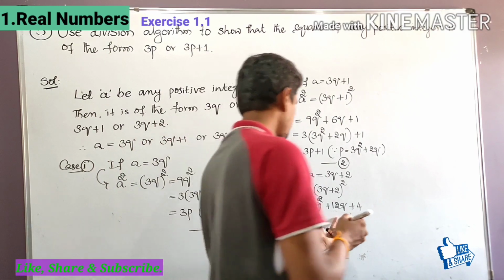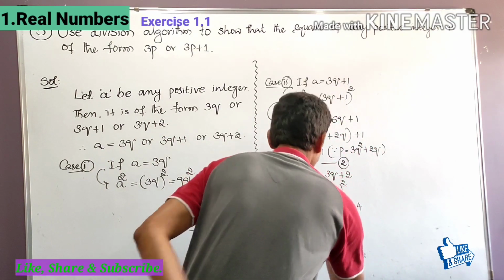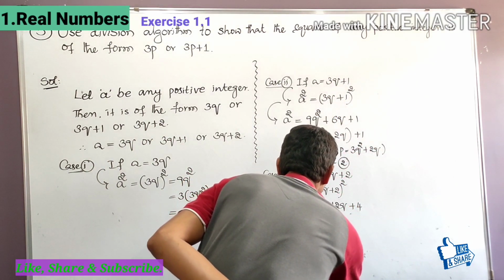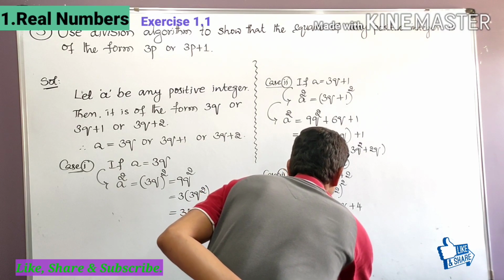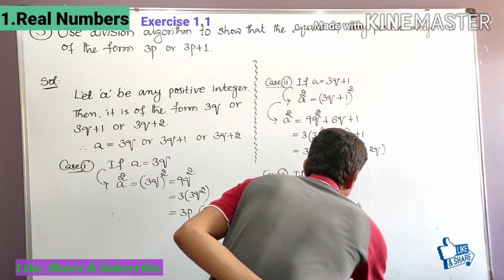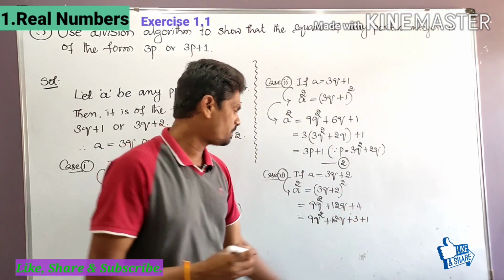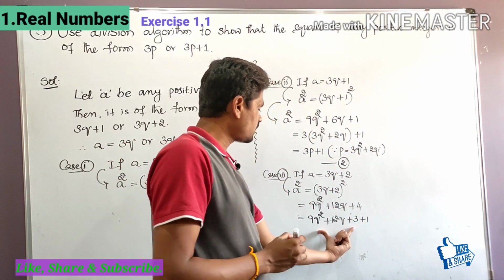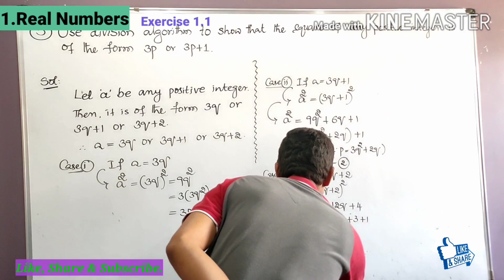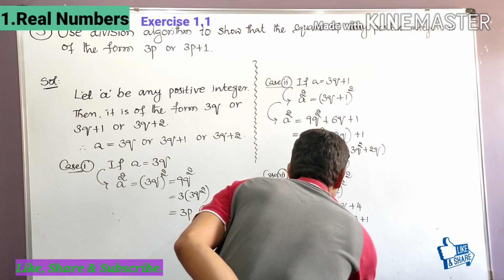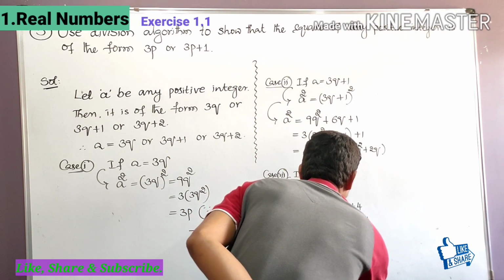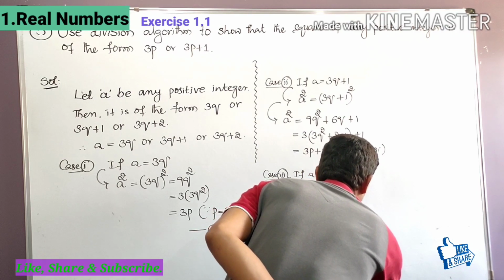So again student, in these two terms, write these two as usual, 9q square plus 12q. This 4 I am writing as 3 plus 1. So I have written 4 as 3 plus 1. In these 3 terms I am taking 3 as common. So what we get? So here we get 3q square plus 4q plus 1.